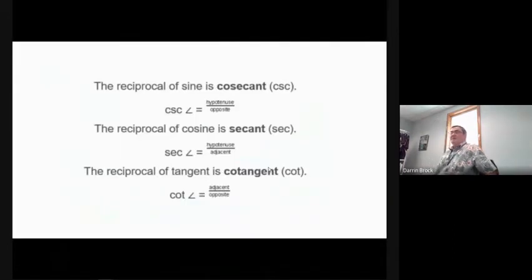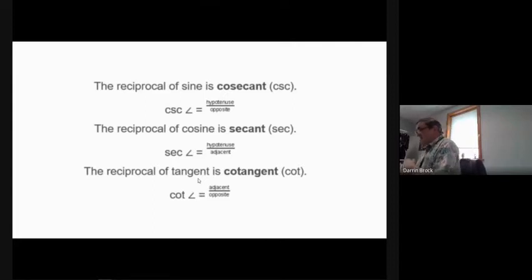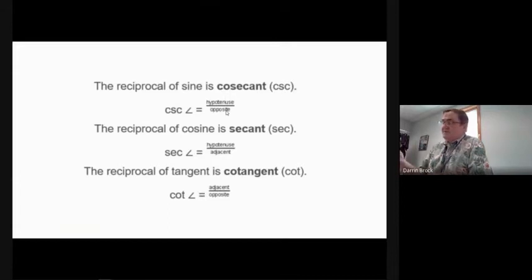Okay, the other ones we talked about are cosecant, secant, and cotangent. Those are just the reciprocals, which means we turn those fractions upside down. The reciprocals of sine, cosine, and tangent. So the reciprocal of sine is the cosecant. Cosecant is the hypotenuse over opposite, right? Sine was the opposite over the hypotenuse, remember? SOHCAHTOA. Cosecant, which is sine's reciprocal, is just that fraction turned upside down. It's hypotenuse over opposite now instead of opposite over hypotenuse.